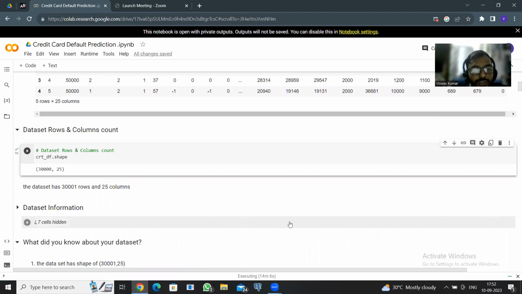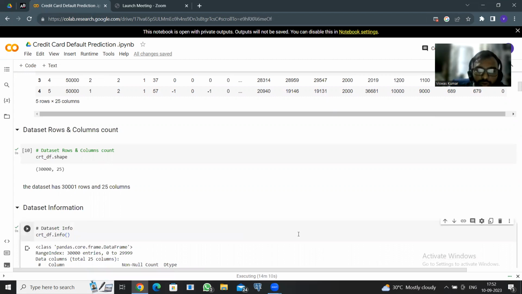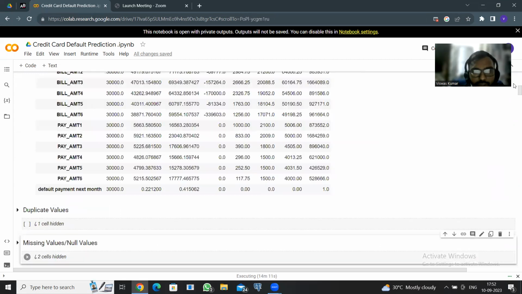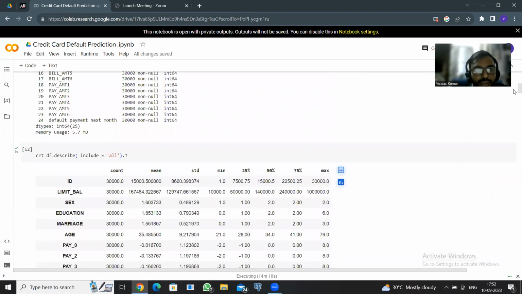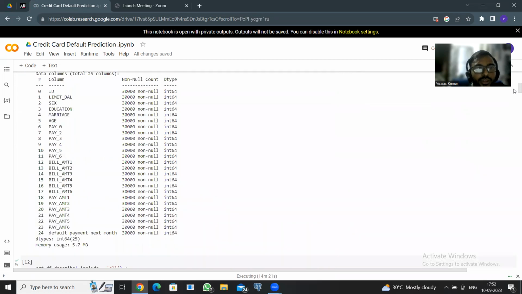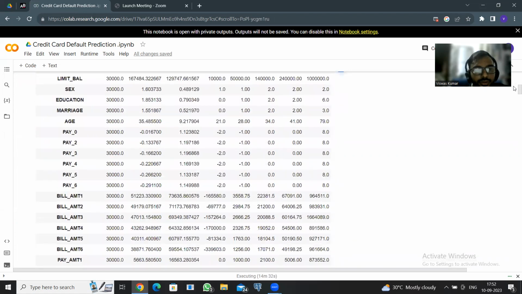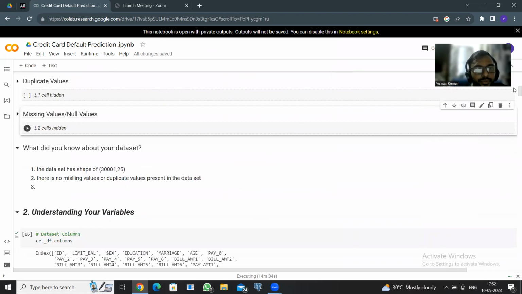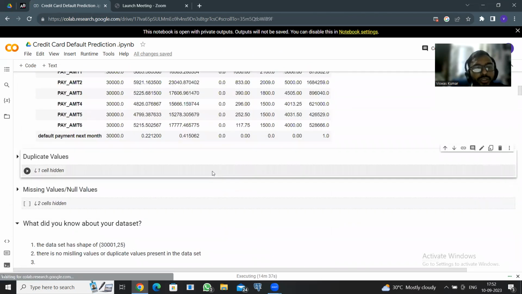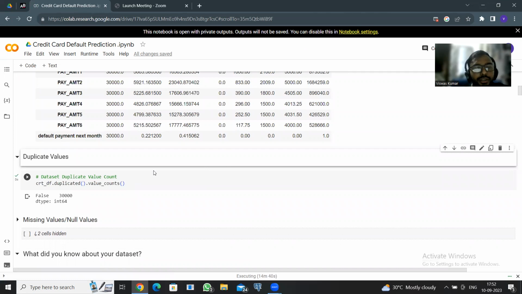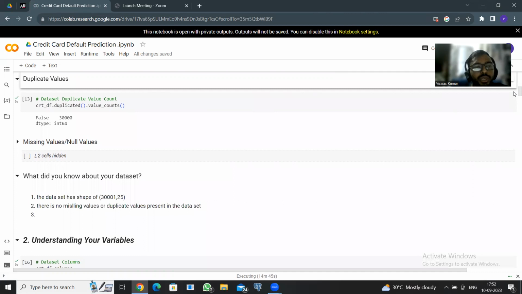Coming to the data set information. By using this method, we get the whole idea about the data set. Here we can see the non-null count means 3000 rows are present in each column, and they are mainly integer types. Then data.describe. We have to check whether any duplicate values are present. By writing this code, we get the duplicate value counts, which is 3000 False, meaning there are no duplicate values present.